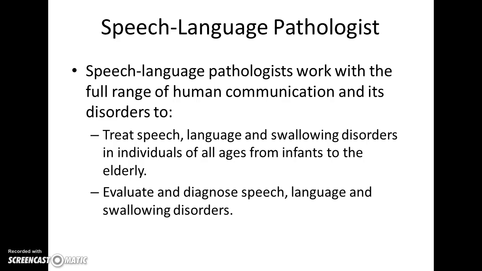Now, they work with speech a lot too. If you have a patient who can't enunciate very well, then they're going to work with that, but it's not as nutrition related as the swallowing issues might be.